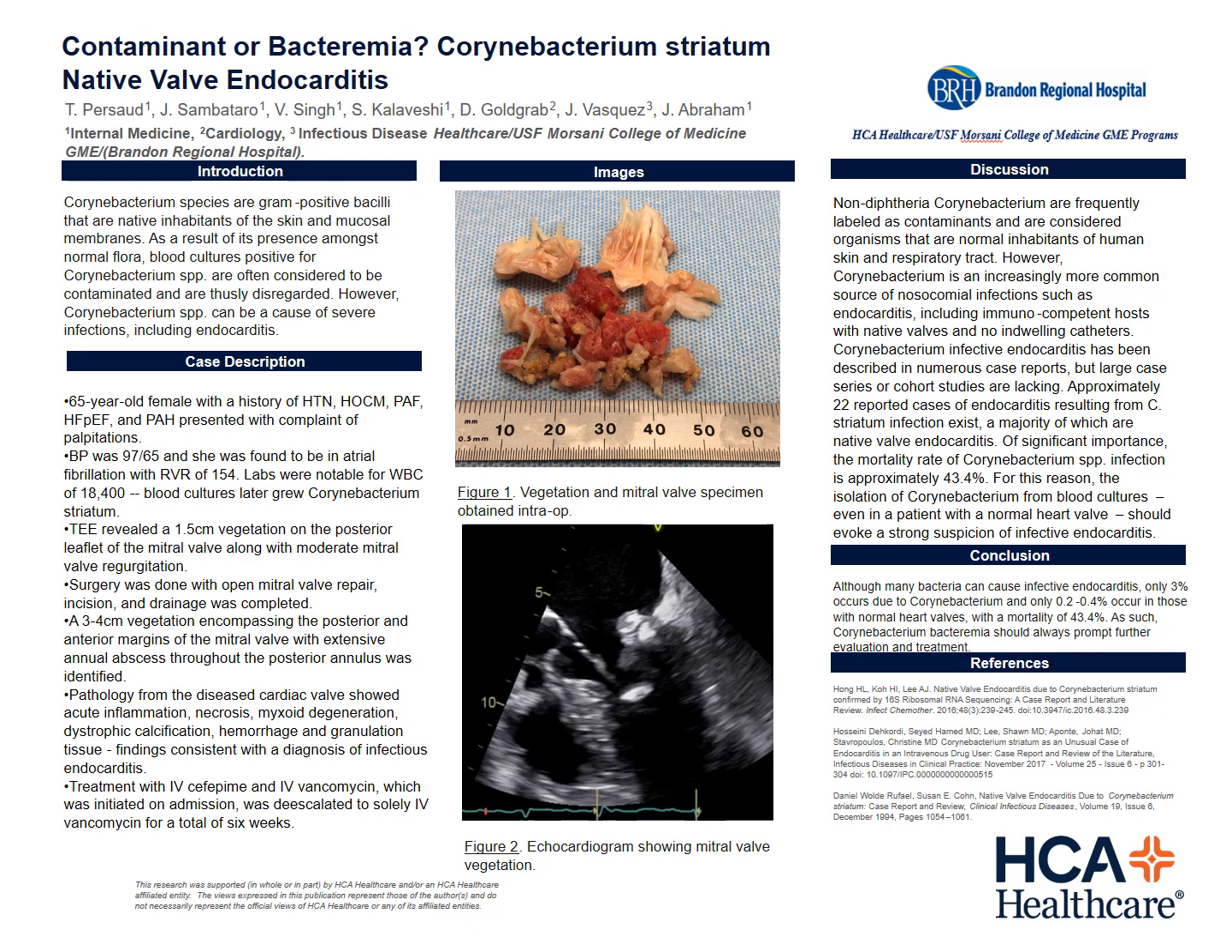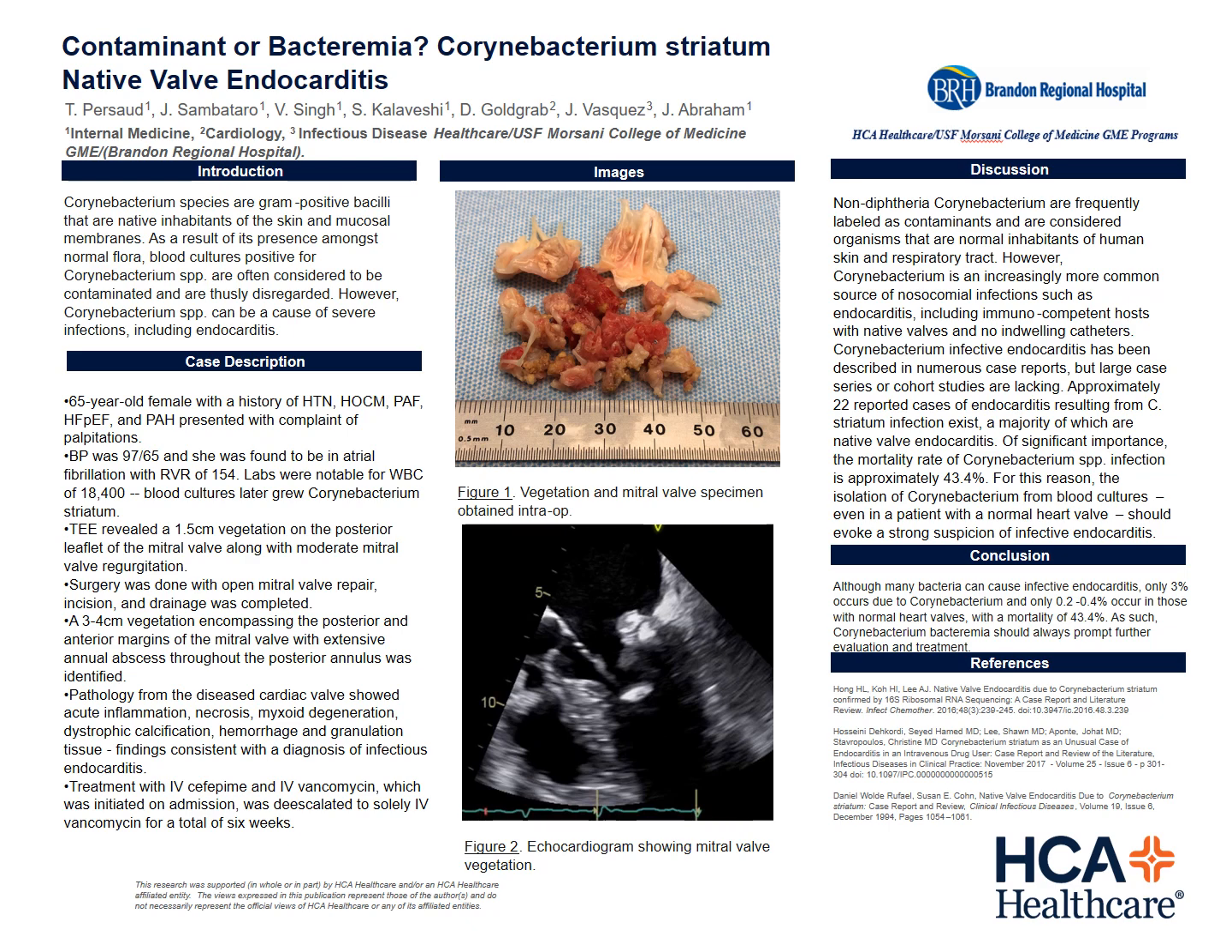A transthoracic echocardiogram was done, which did not show any vegetations. However, due to the presence of fever, leukocytosis, and bacteremia, there was a high clinical suspicion for endocarditis, and a transesophageal echocardiogram was subsequently obtained, which showed a 1.5 centimeter vegetation on the posterior leaflet of the mitral valve, along with moderate mitral valve regurgitation. Cardiothoracic surgery was then consulted, and the patient underwent open mitral valve repair with incision and drainage of the abscess.